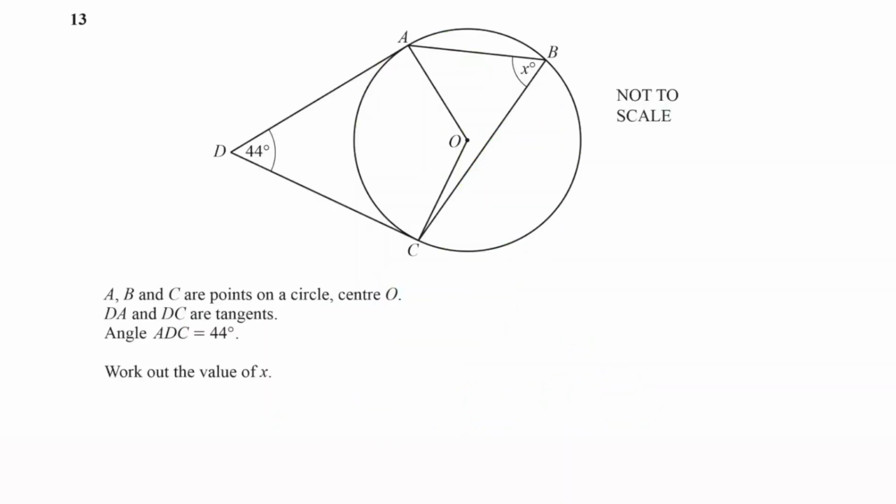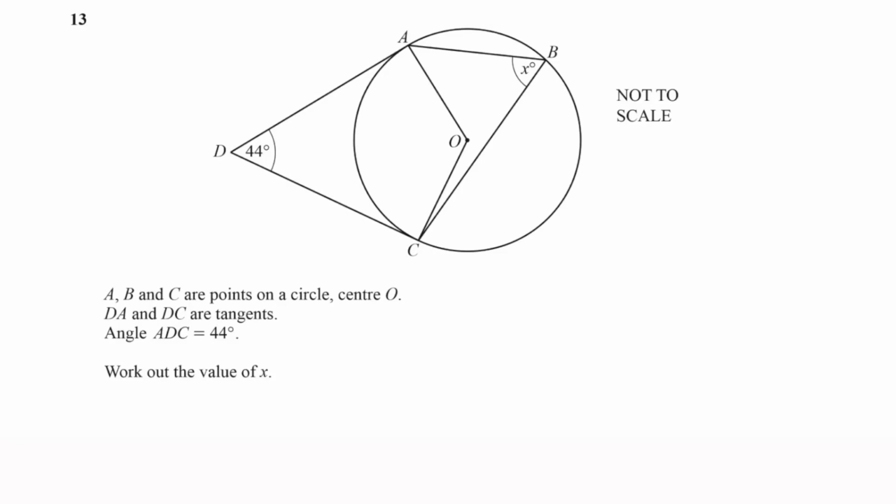Question number 13. A, B, C are points on a circle, center C. D and DC are tangents. Okay, so angle ADC is 44, given. So actually if tangents are drawn, then they will be equal to each other, right? Then both the tangents are equal to each other. There are some methods to do this, 2 or 3 ways, and you can select any method.